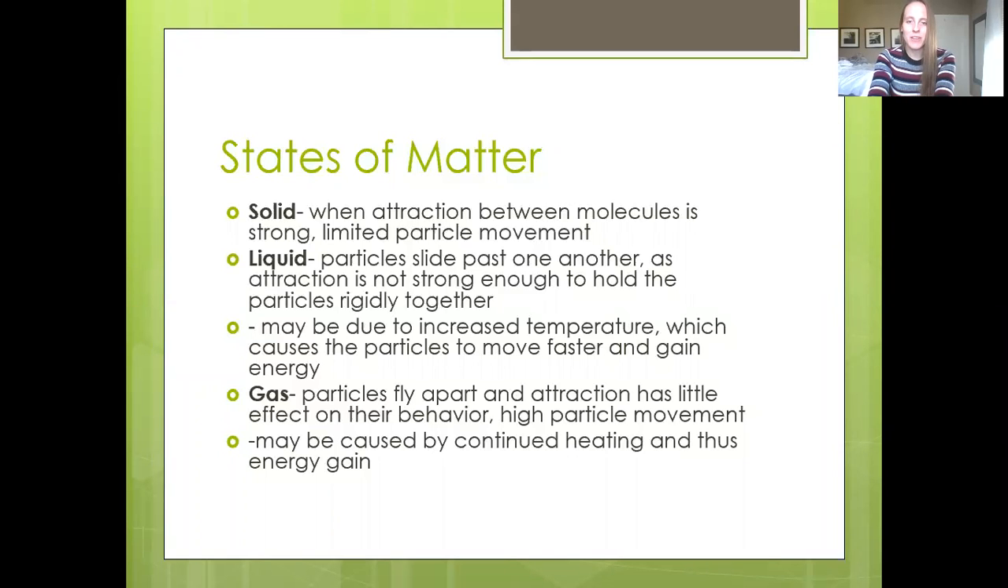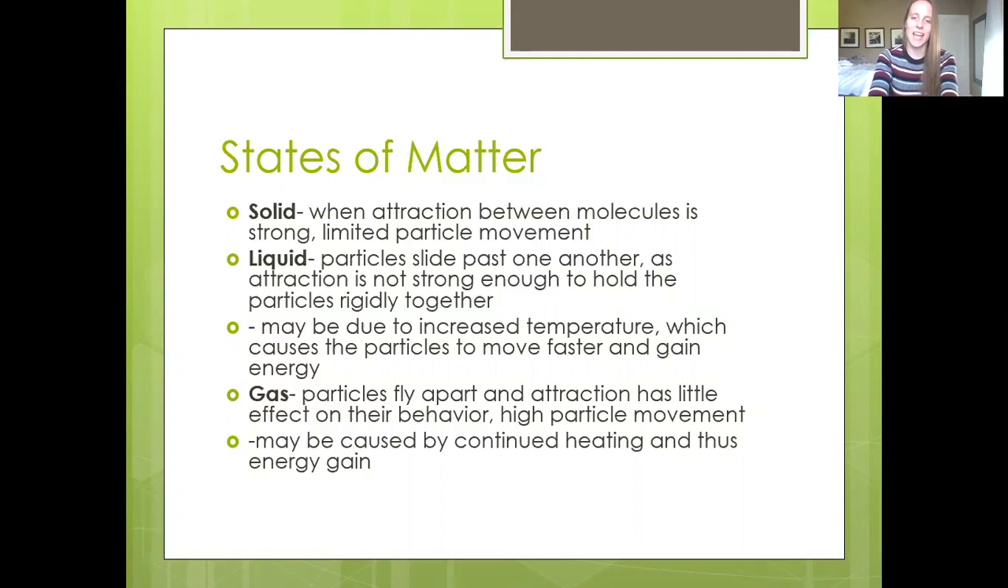Liquids have particles that have some attraction, but the attraction is weak enough that they can still kind of slide past one another. So the particles will maintain a constant volume, but not a constant shape.